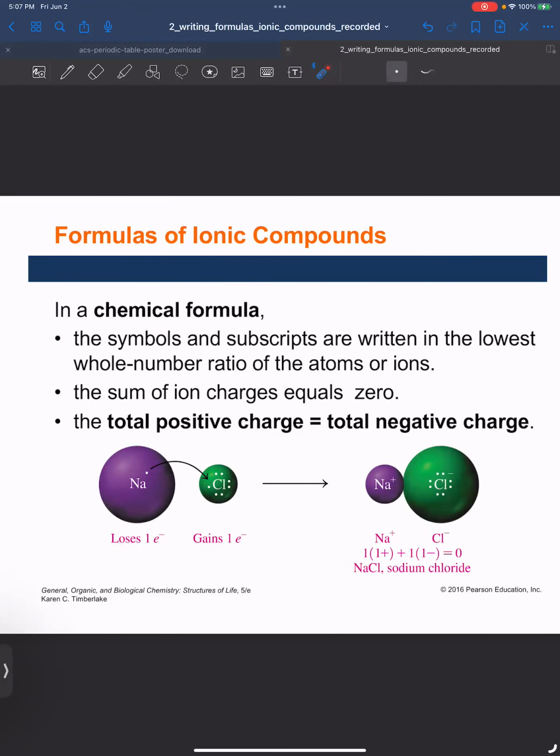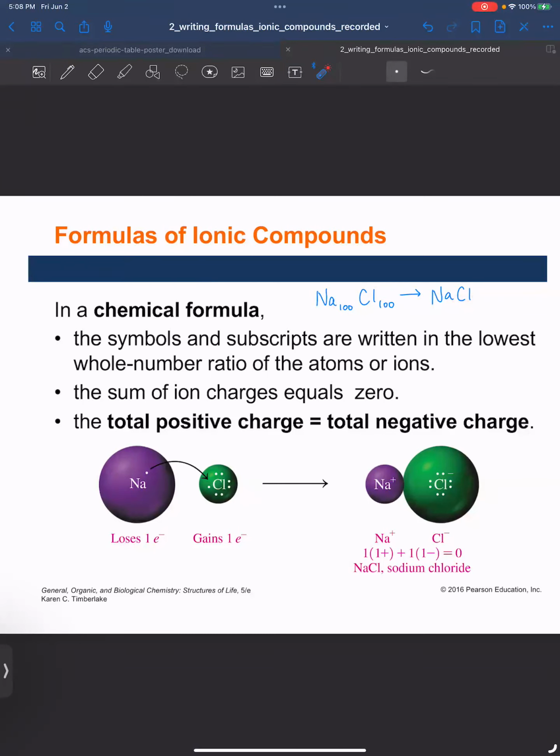In a chemical formula, the symbols and subscripts are written in the lowest whole number ratio of atoms. What that means is, for example, let's say my crystal contained 100 sodium cations and 100 chlorine anions. I wouldn't write that the formula is sodium 100, chlorine 100. I'd write it in its simplest formula. 100 divided into 100 is 1. So we write the ionic chemical formula as the lowest or simplest whole number ratio of atoms or ions.